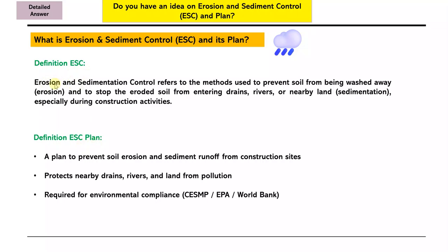The definition of ESC is: erosion and sediment control refers to methods used to prevent soil from being washed away and to stop the eroded soil from entering drains, rivers, or nearby land, especially during construction activities. Now we have the definition of ESC plan, what the plan actually covers. A plan to prevent soil erosion and sediment runoff from construction activities. It protects nearby drains, rivers, and land from pollution, and is required for environmental compliance like CESMP, EPA, or World Bank projects.